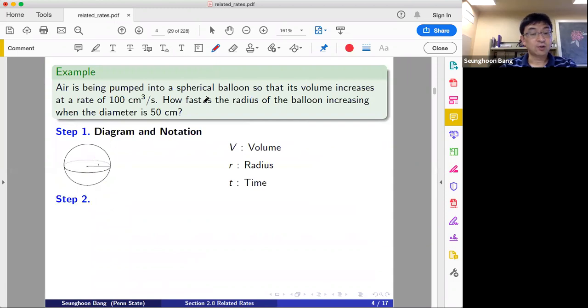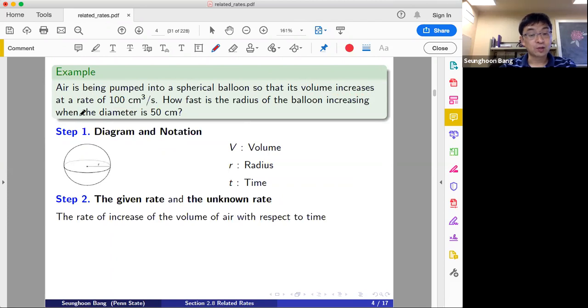The next step is to find the given rate and the unknown rate. What is the given rate? The given rate is here, 100 cubic centimeters per second. The volume increases at a rate of 100 cubic centimeters per second. What does it mean? We have the rate of increase of the volume of air with respect to time. I'm going to use the notation dV over dt, the rate of change of volume with respect to time t. So dV over dt is 100.